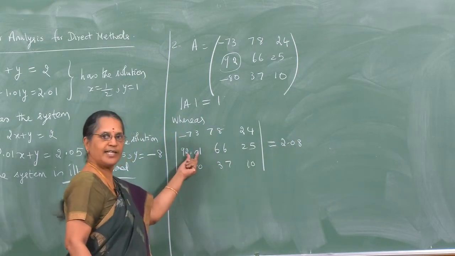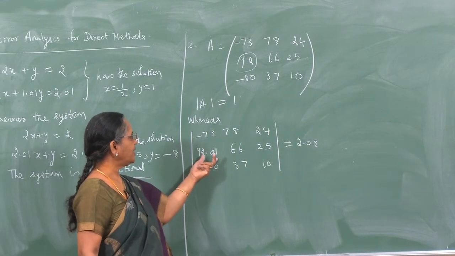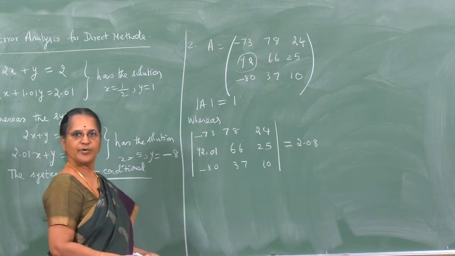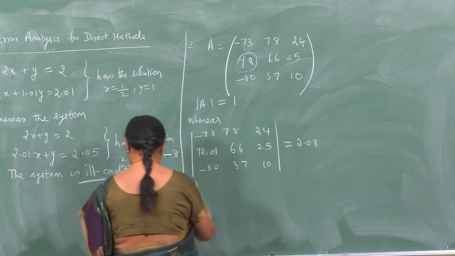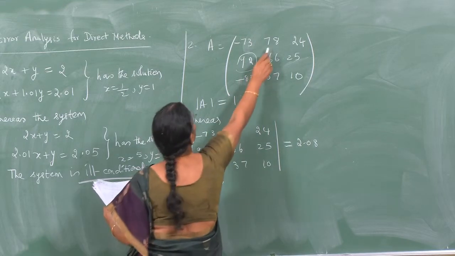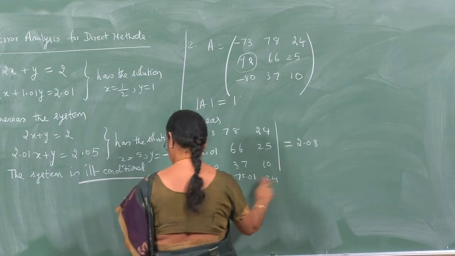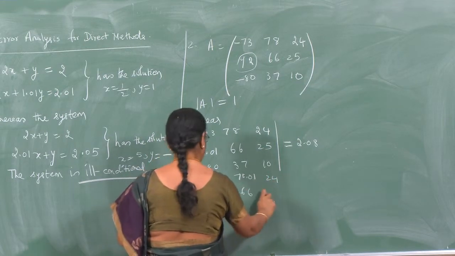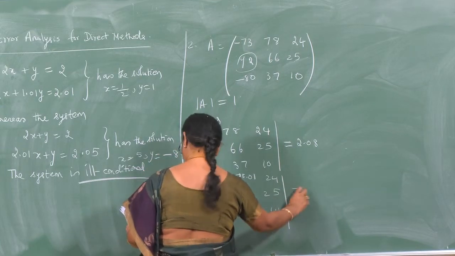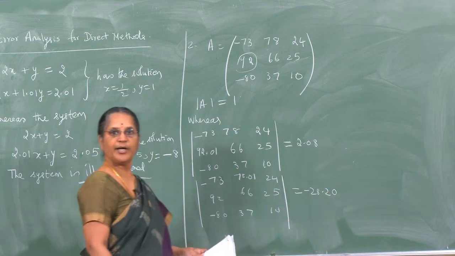This change is very, very small. 92 has been changed to 92.01, but the determinant value has changed from 1 to 2.08. Let us take the case when this entry 78 is changed to 78.01. The other entries remain as they are. And if I compute the determinant, then it turns out to be minus 28.20.